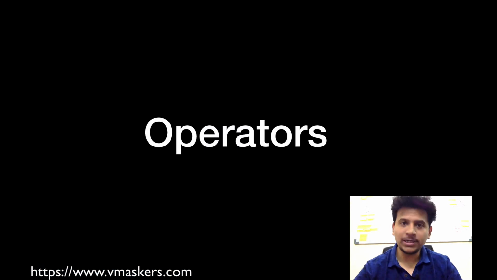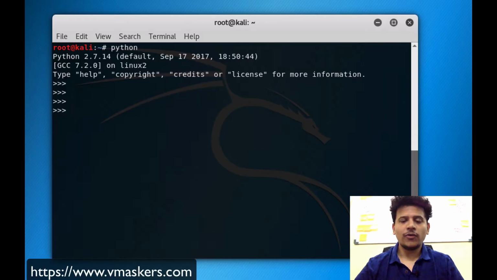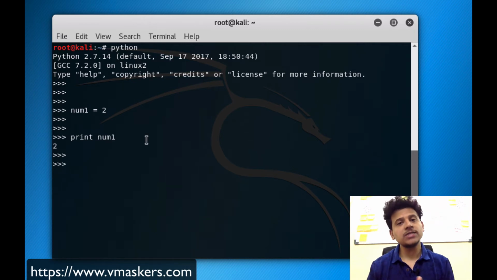Let's look at the operators. First, we are going to see the assignment operator. The assignment operator assigns the value of the right side operand to the left side operand. For example, num1 = 2. This is the assignment operator. 2 has been assigned to num1. Now num1 contains 2. This is known as the assignment operator, which we have seen earlier.